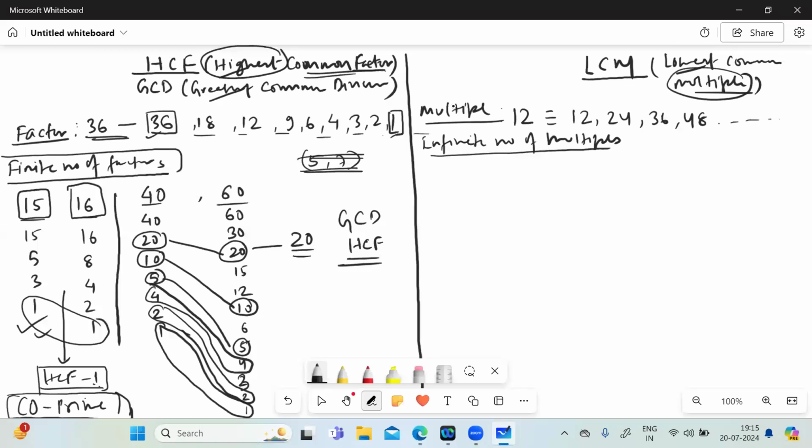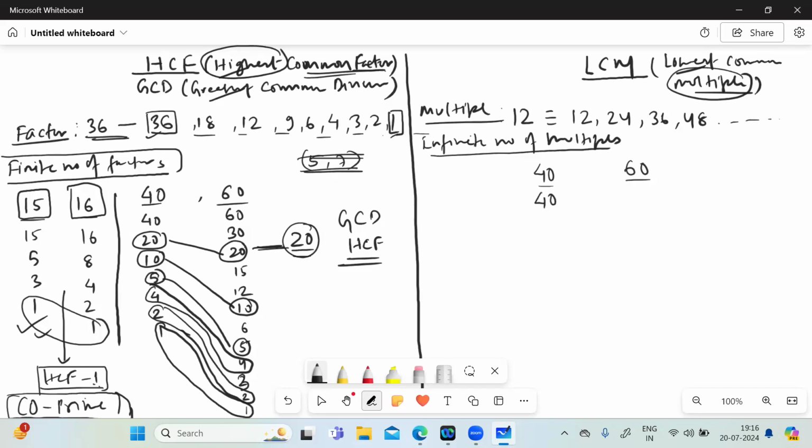If a few common factors are there, the largest common factor will be your GCD or HCF. Similarly, I think you all have understood the concept of HCF. Okay. Now, let's go for LCM. We'll take the same set of numbers, 40 and 60, and let's start writing the multiples of these two numbers.